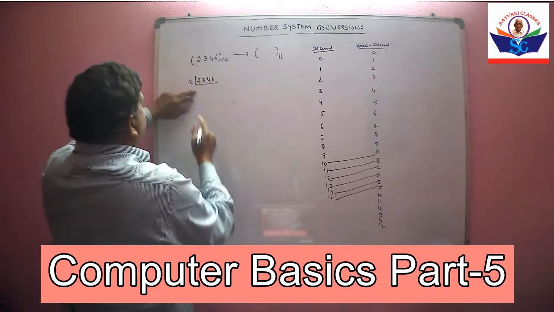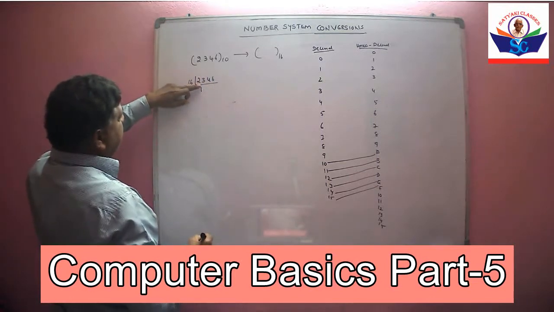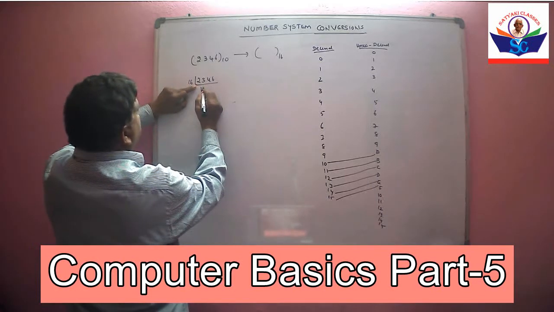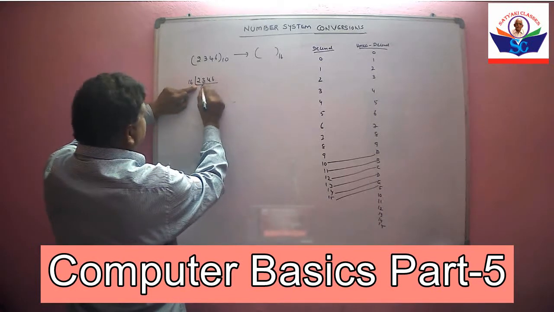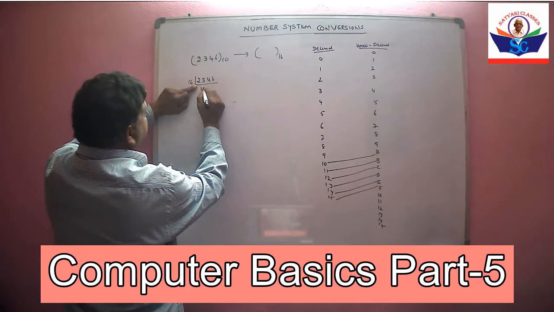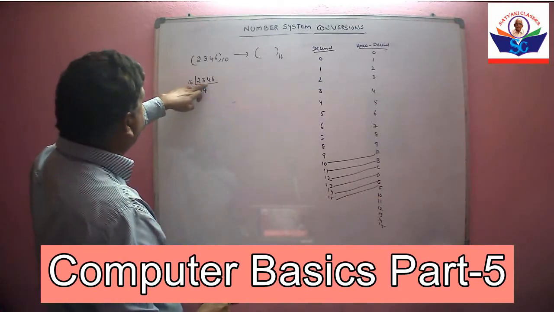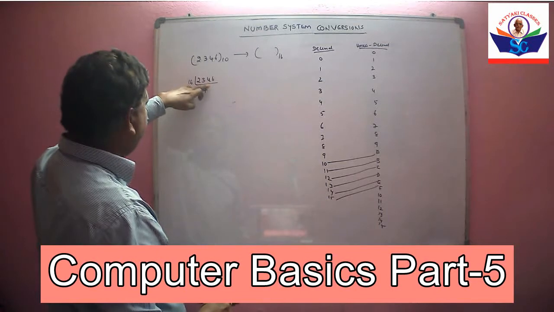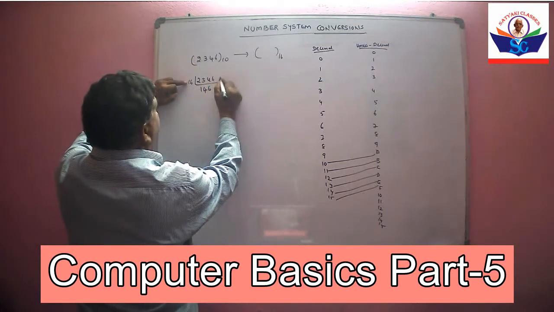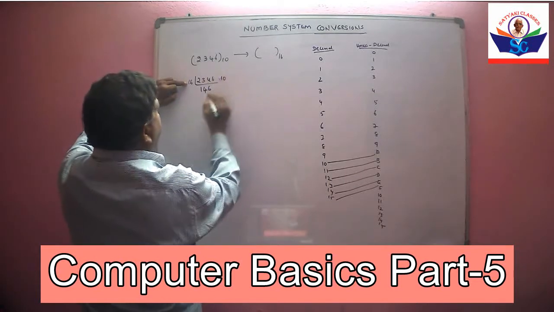Now 16 once 16, remainder is 7. 16 fives are 80. 16 fours are 64. Now 74 minus 64 is 10. 16 sixes are 96. Remainder is 10. Okay, remainder is 10.